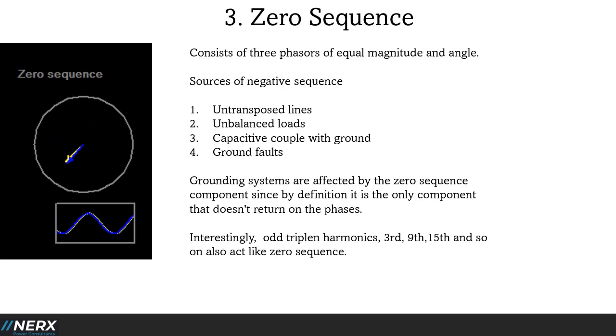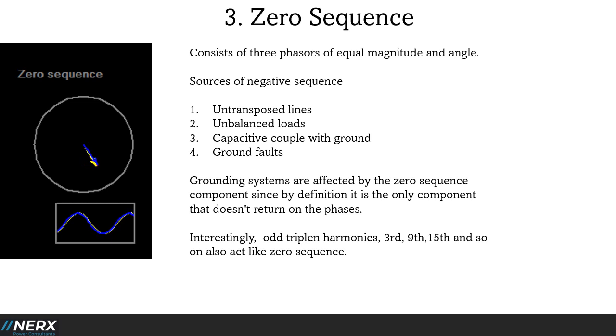Zero sequence consists of three phasors of equal magnitude and angle. Some sources of zero sequence are untransposed lines, capacitive coupling to ground, unbalanced load, and ground faults. Zero sequence is the only sequence component that doesn't return on the phase conductors by definition, and for this reason plays a role in all ground faults and grounding systems.